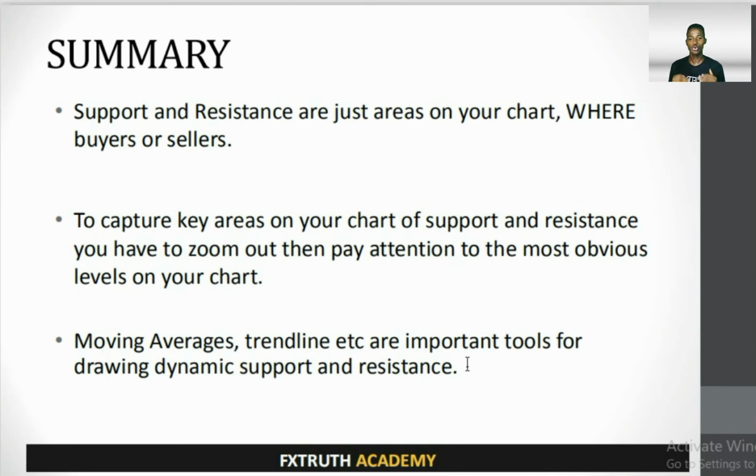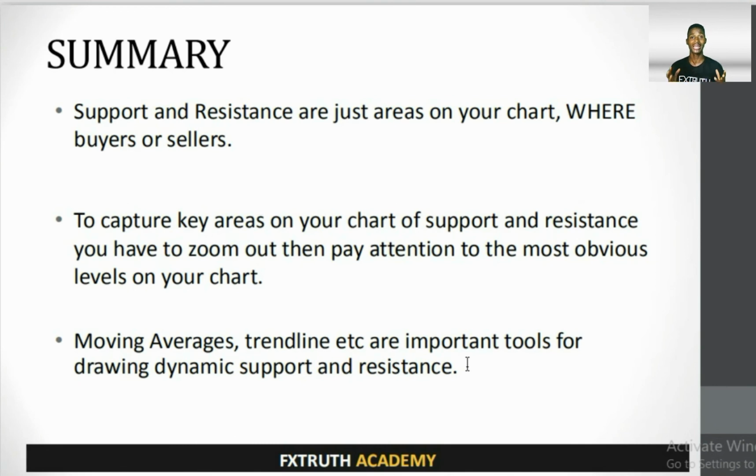Moving forward, to capture key areas of support and resistance on your charts, you have to zoom out to pay attention to the most obvious levels on your chart. So in other words, to capture key levels of support and resistance, whether it's dynamic, trend lines, or horizontal support and resistance, you have to zoom out. In my own case, my screen is small, so I only have to zoom 1 to 2 times or max 3 times, depending on the condition of my charts at the point of trading.